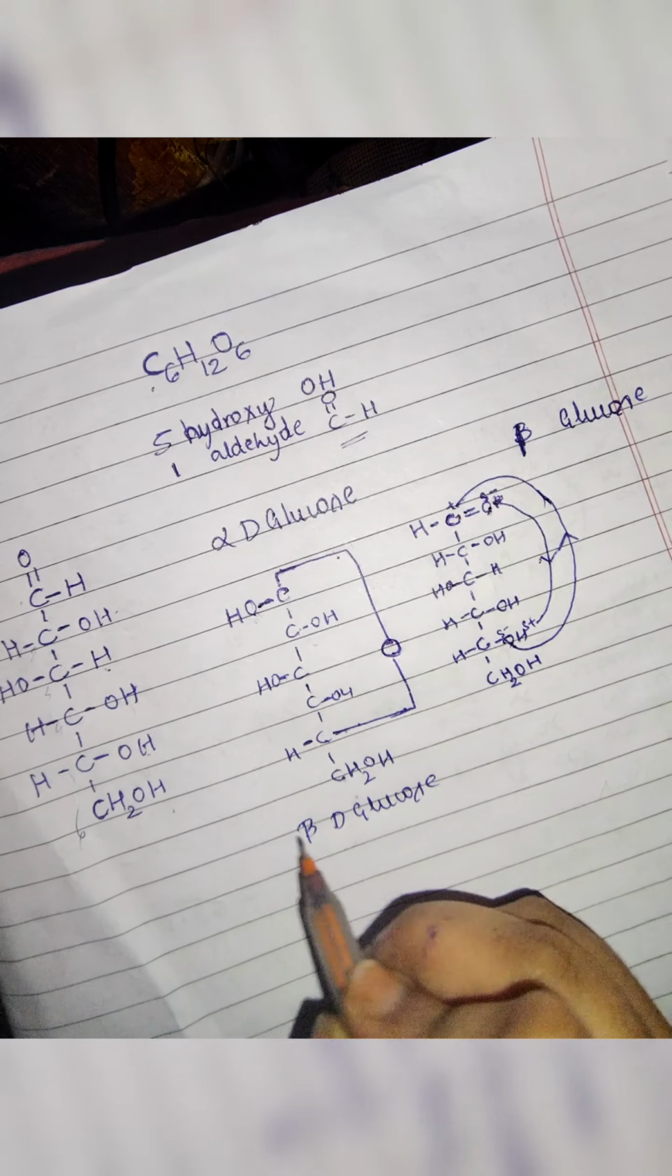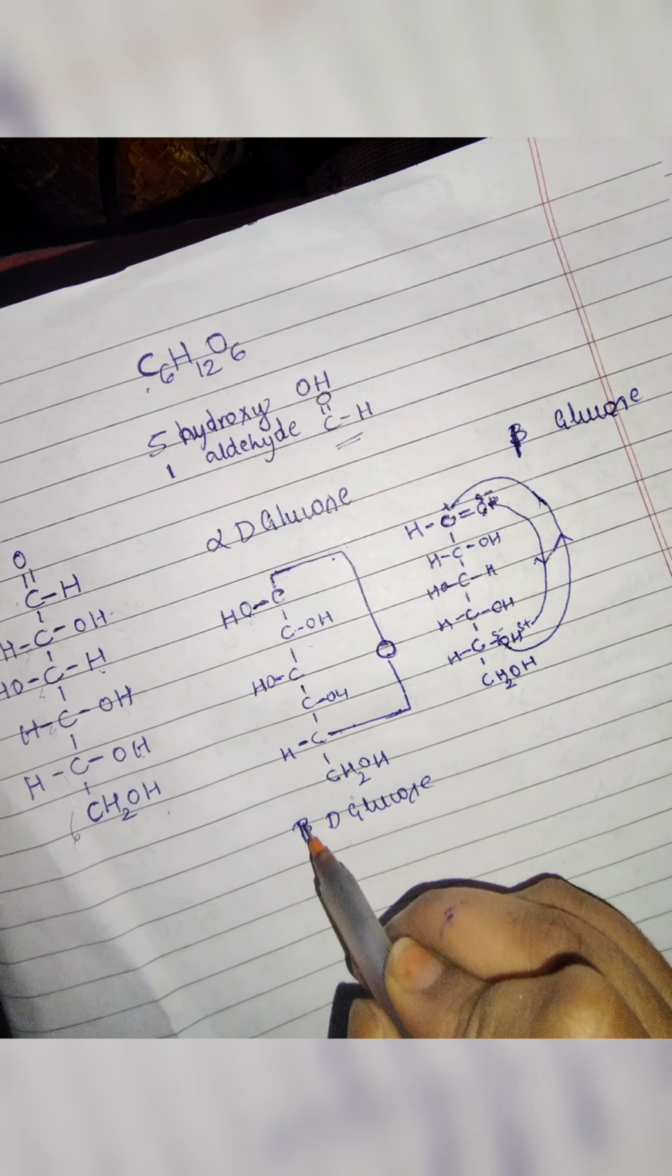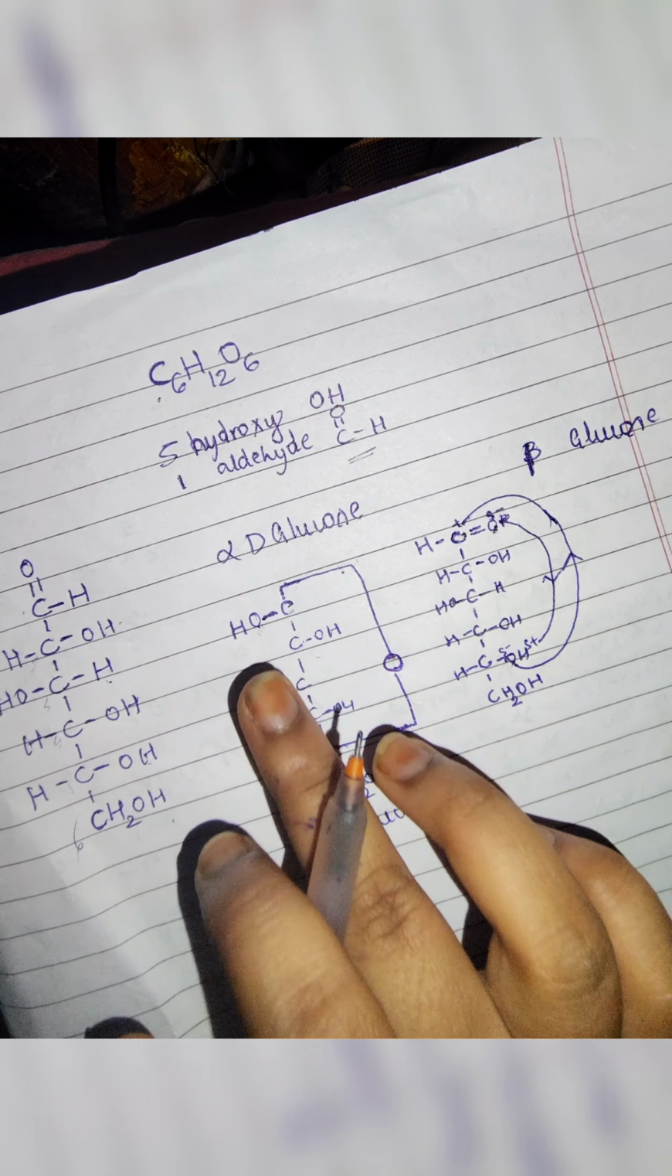So this is called beta D glucose. Actually we don't show beta D glucose like this. Usually we will write it like this. Which means your OH group should be present on your left side, then it is called beta D glucose.